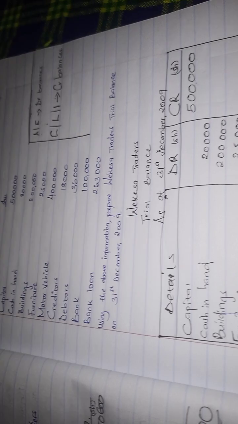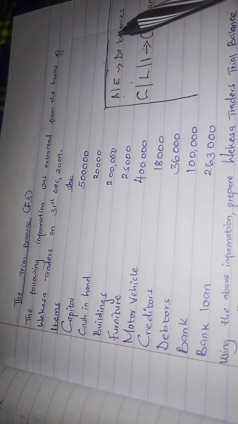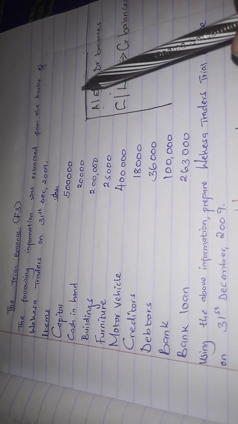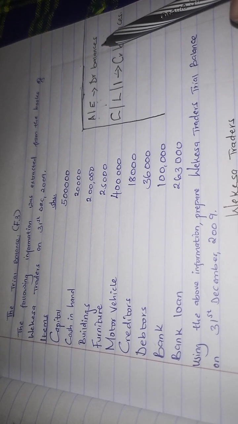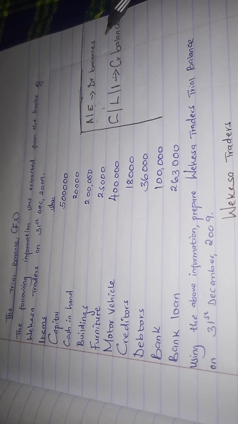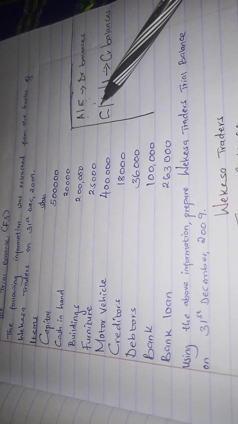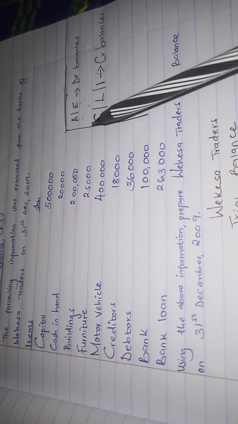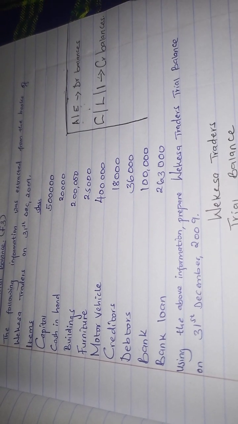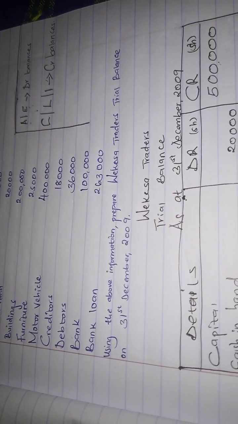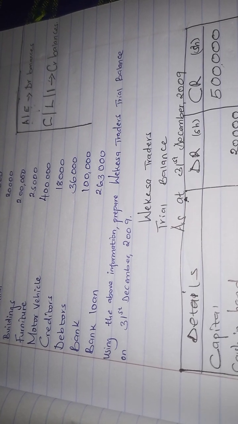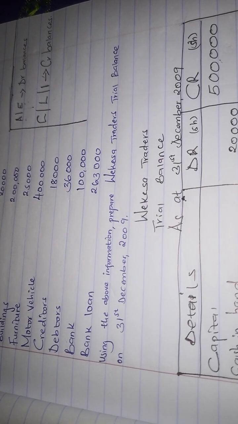And remember, we've said when preparing a trial balance, always remember that assets and expenses have debit balances, therefore always a debit unless otherwise stated. Then the other one is capital, liabilities, and income or revenue have credit balances. Therefore, when preparing a trial balance, always credit those balances.